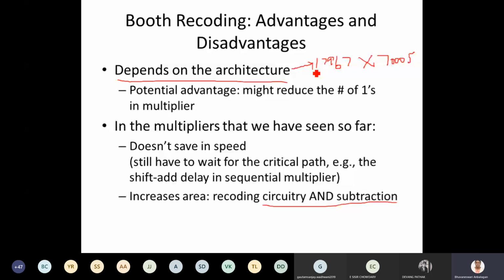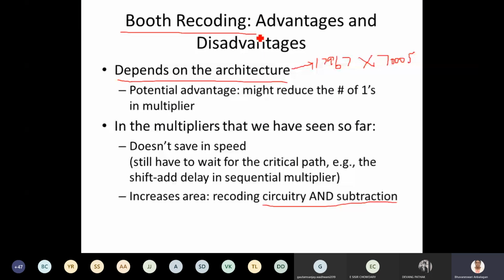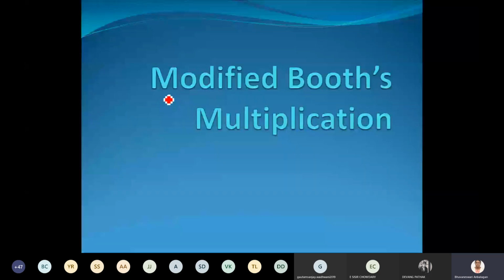Okay, because it involves more operations, obviously the speed will be very degraded. Okay, so for that reason we are going for another algorithm called modified Booth multiplication. So far we have seen the Booth algorithm, Booth recoding. Now we are going to see the modified Booth multiplication.